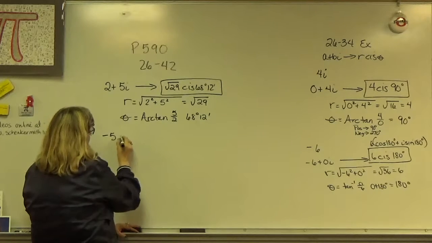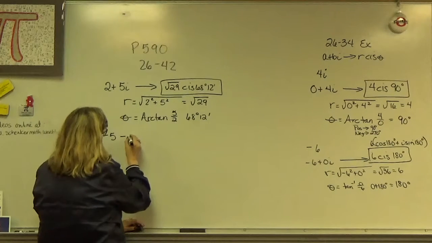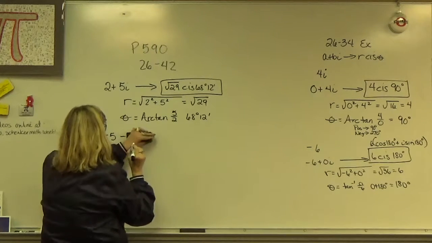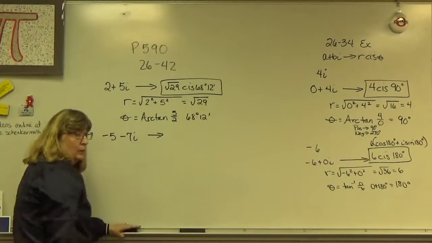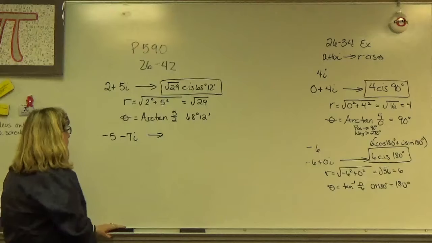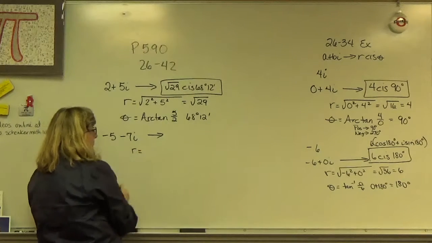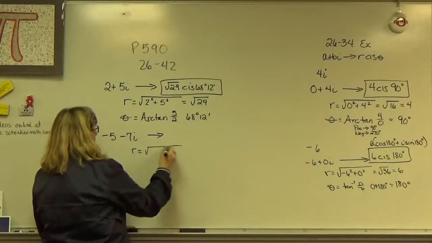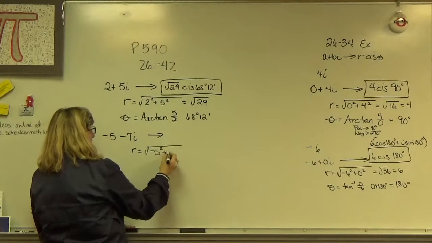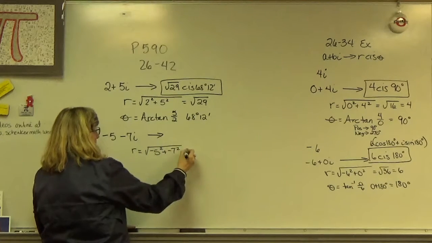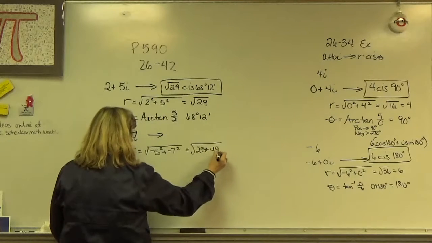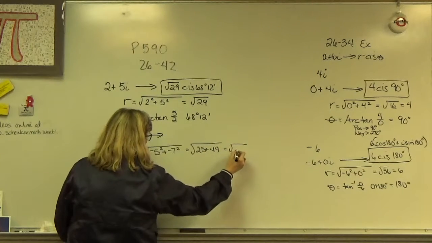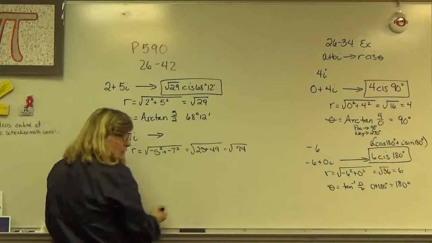Let's go negative 5 minus 7i. Okay, so Mason, find the r. What would I do? It'd be negative 5 squared, and then plus negative 7 squared. Square root of 74. Okay.